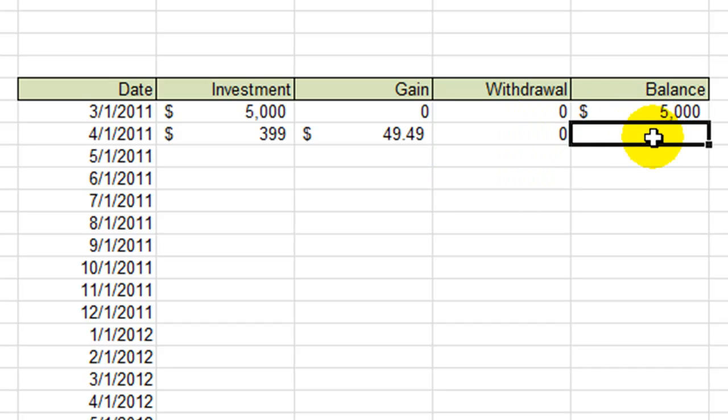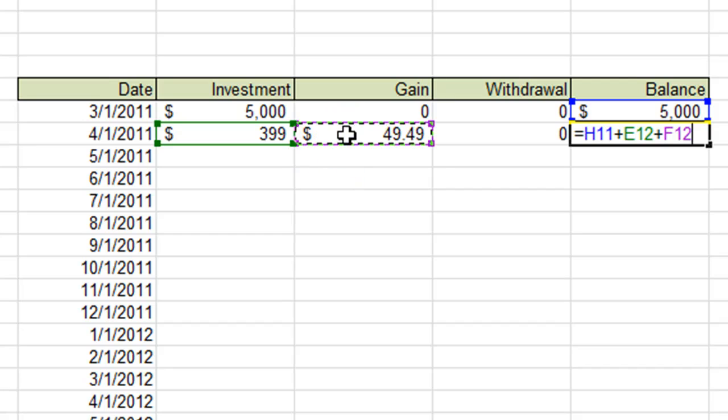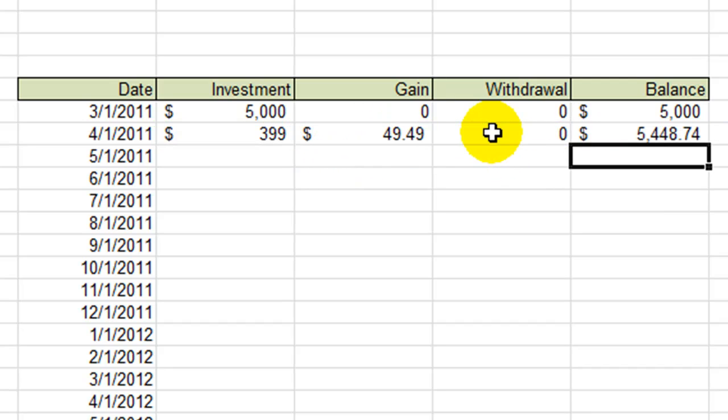And the ending balance calculation here is going to be pretty close to the same. My ending balance in month 2 is going to be equal to my previous ending balance plus any investment plus any gain plus any negative withdrawal. There we go. So at the end of month 2, I've got $54.48. Excellent. Next order of business is really a bunch of autofill.